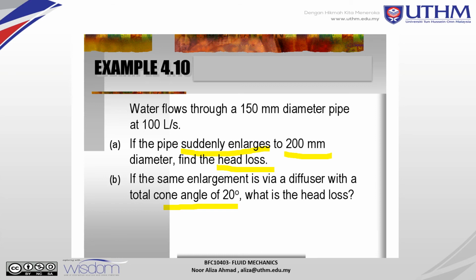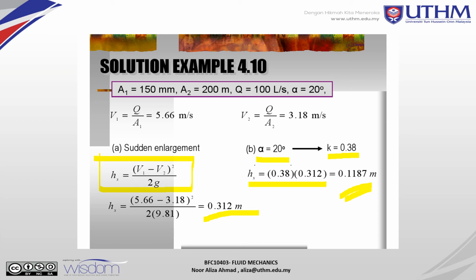Okay, water flows through a 150 mm diameter pipe at 100 liters per second. If the pipe suddenly enlarges to 200 mm diameter, find the head loss. If the same enlargement is via a diffuser with a total cone angle of 20 degrees, what is the head loss? So this is using the cone angle. Look at the solution here, with the values of A1, A2, Q, and also the angle.